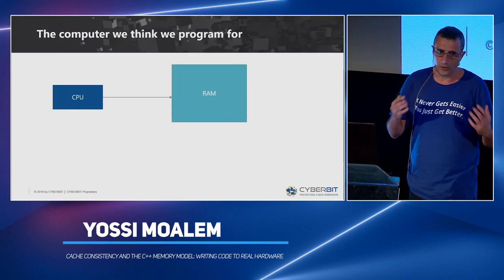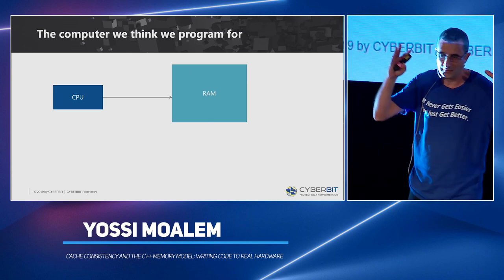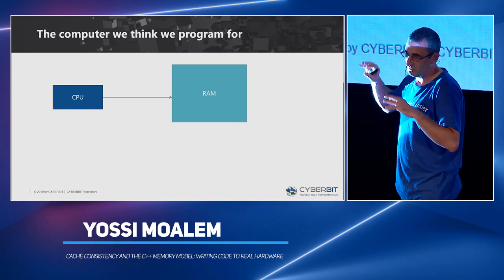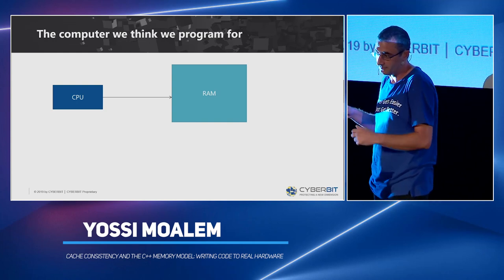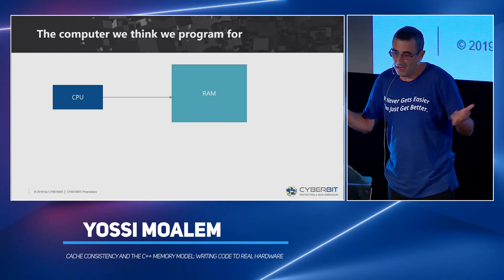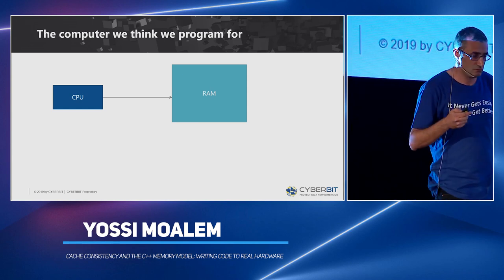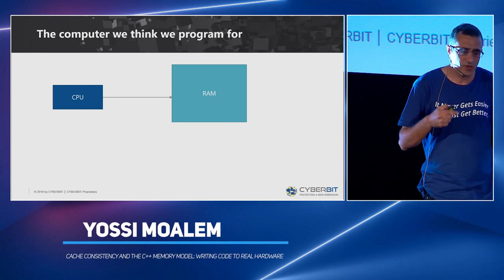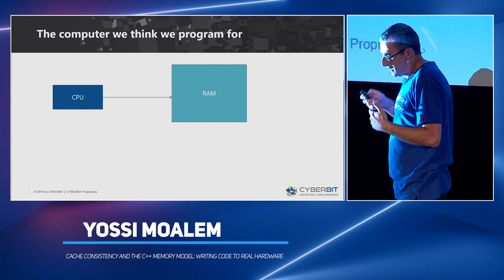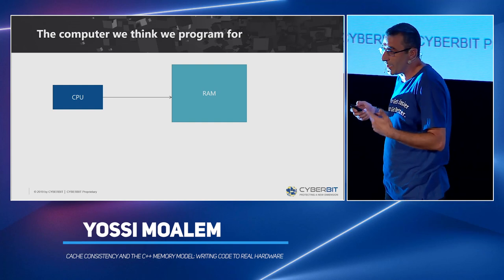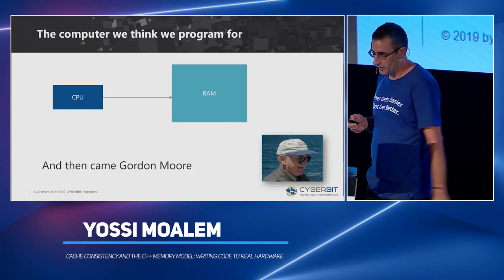So when we went to kindergarten and learned about computers, they all told us that you have a CPU and you have a memory, a huge chunk of memory, and the CPU just talks to the memory. And that's it. And life was very, very simple. That was maybe the case a few decades ago. And life was simple because what it insinuates is that the compiler just translates our code into machine code, and the CPU just runs whatever we tell it to run.